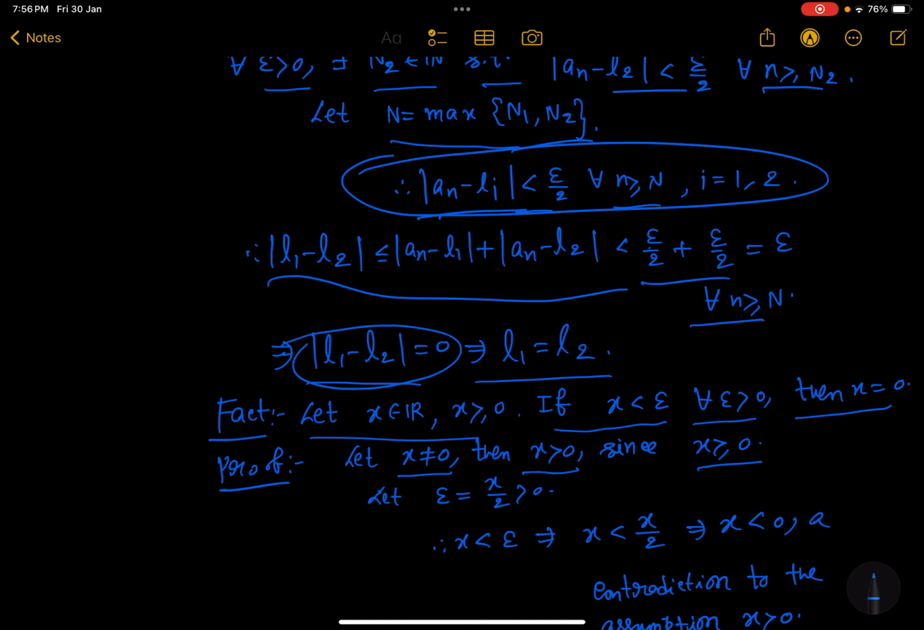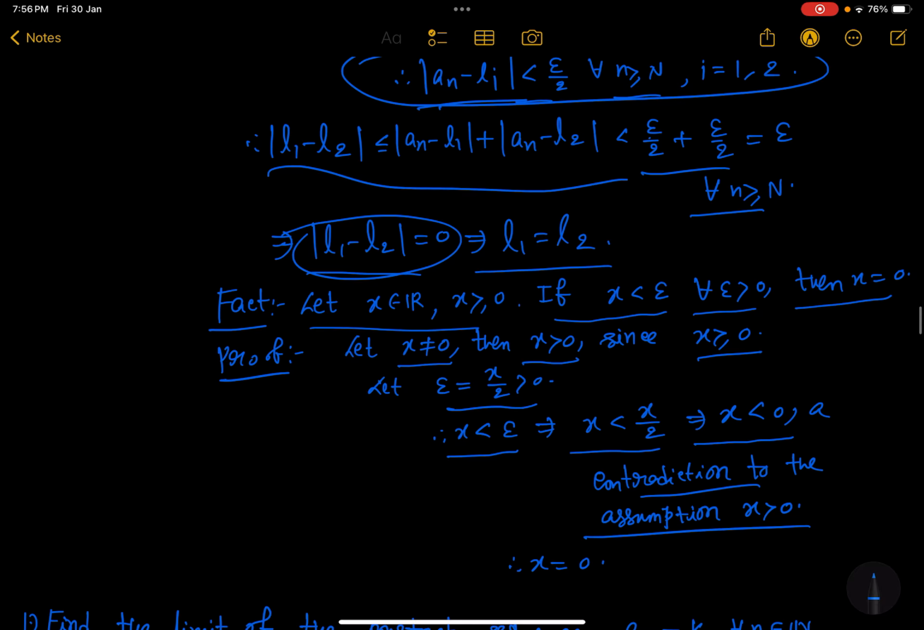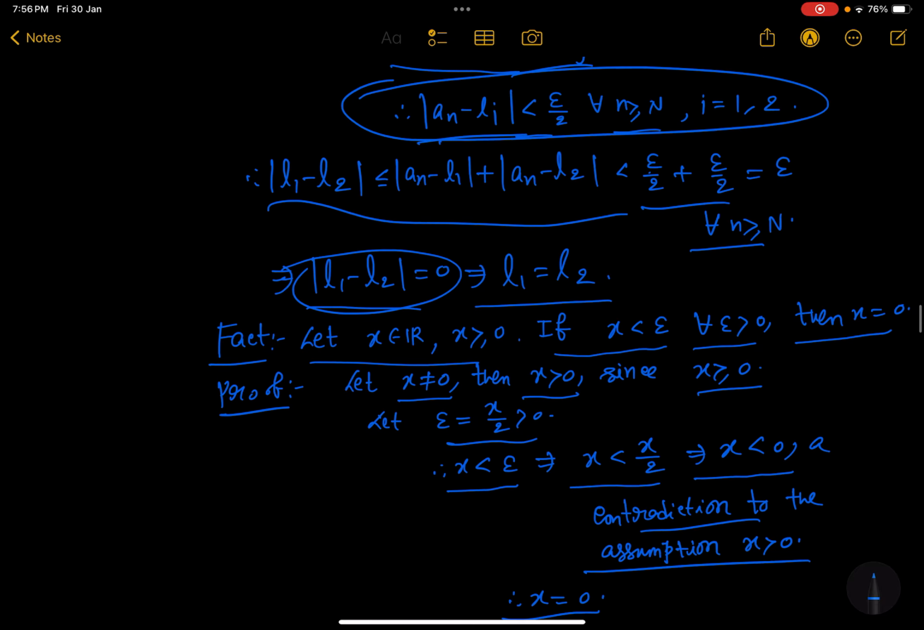So let epsilon equal x by 2, which is strictly positive. Then given that x is less than epsilon, this implies x is less than x by 2, which implies x is negative, which is a contradiction to the assumption that x is strictly positive. So x is identically 0.